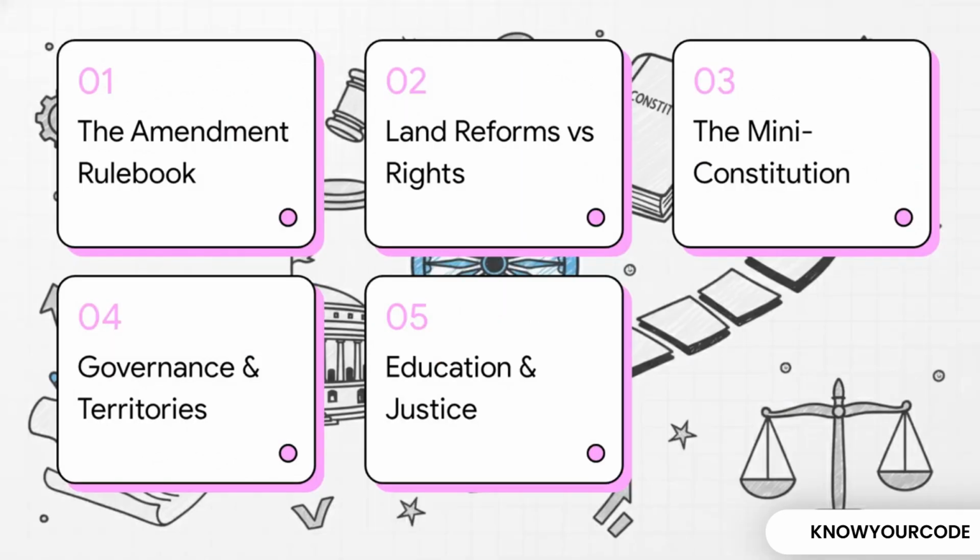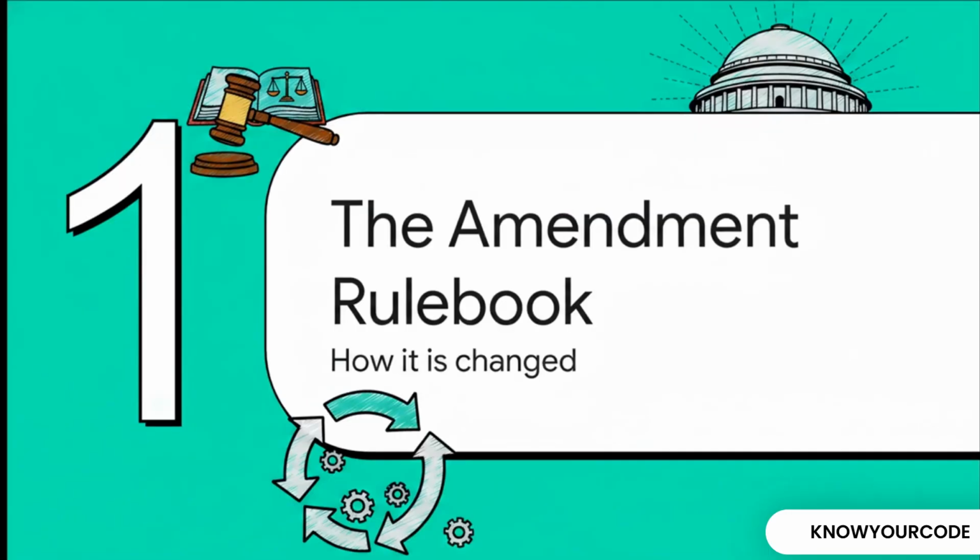So to make sense of all this without getting overwhelmed, we've structured our explainer into 5 key areas. We're going to cover 1. The Amendment Rulebook, 2. Land reforms versus rights, 3. The mini-constitution and restoration, 4. Governance, voting, and territories, and finally, 5. Education and social justice. Let's get right into it. Starting with Section 1, the Amendment Rulebook, how the Constitution is actually changed.